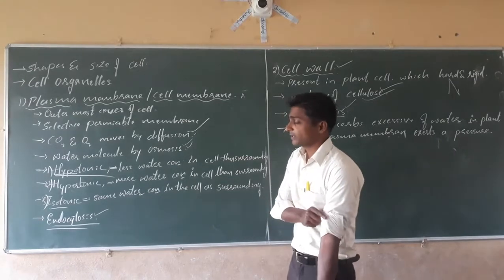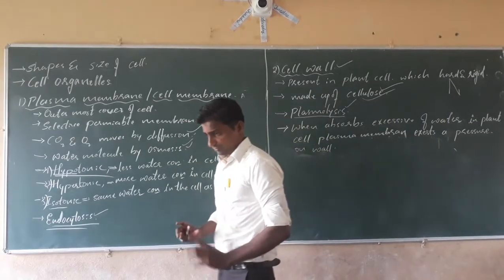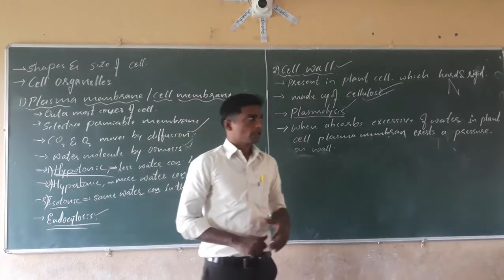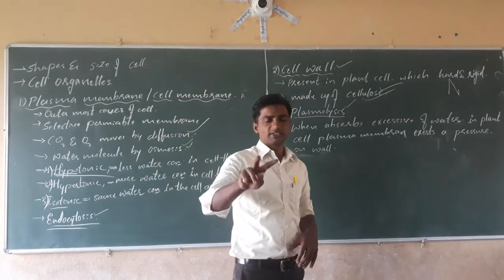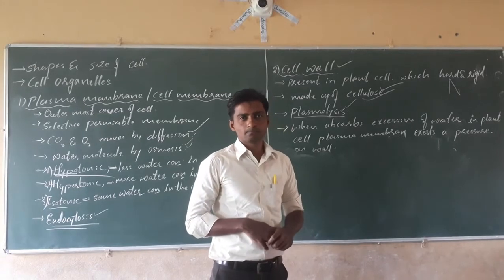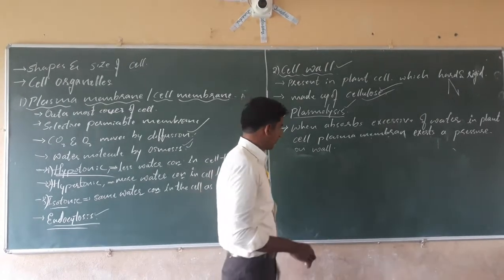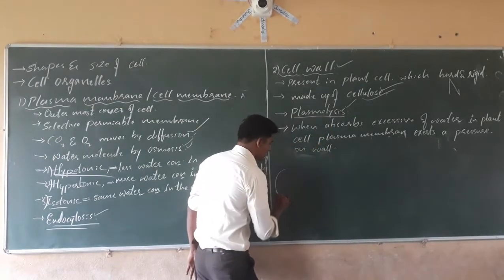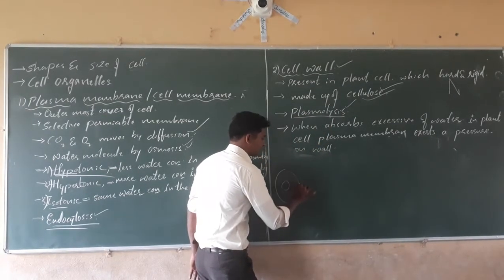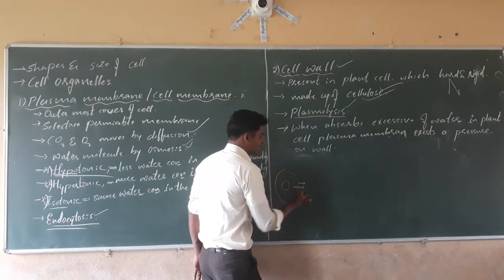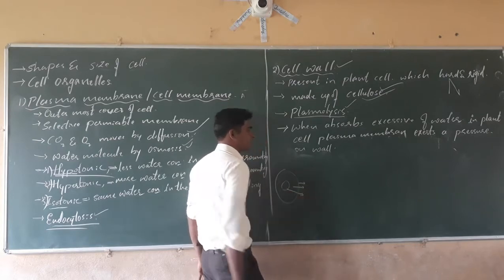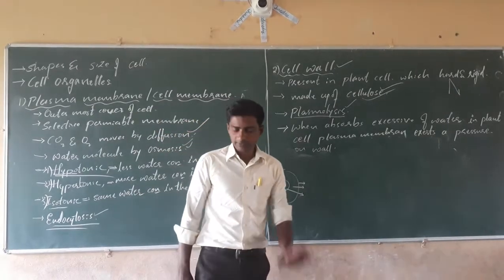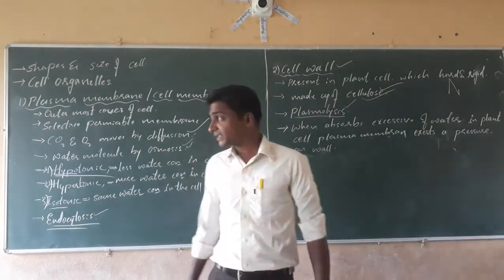Next, dear students, in a cell, when we see under the microscope, the compound microscope is easily available. When we see under the compound microscope, we will see three components. The first one is the cell membrane, the second one is the cytoplasm, the third one is the nucleus. These three components we can see under the microscope.